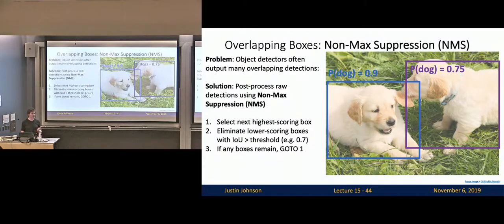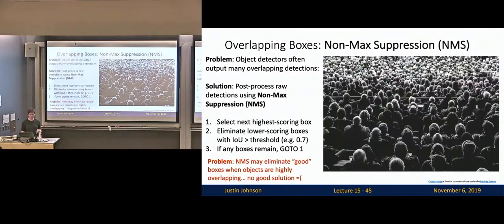Okay, so this seems like a pretty reasonable algorithm, and basically all object detectors that you'll see out in the wild will almost always rely on this non-max suppression algorithm to eliminate duplicate detections. But there's a subtle problem with non-max suppression: it's going to get us into trouble in cases where there actually are a lot of objects in the image that have high overlap.